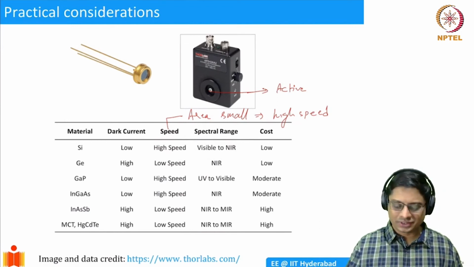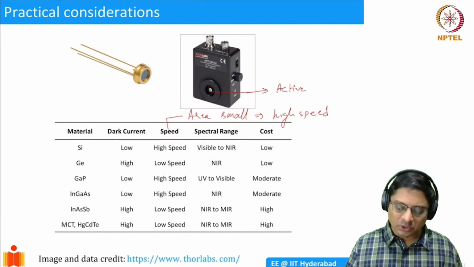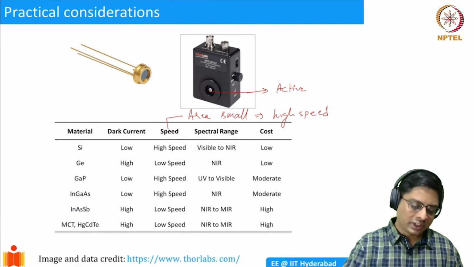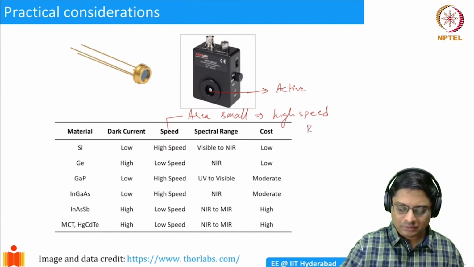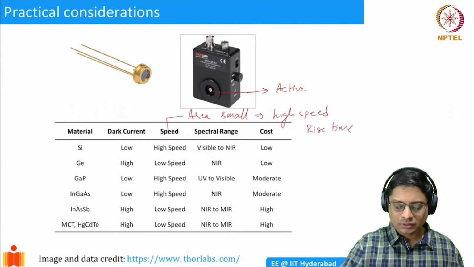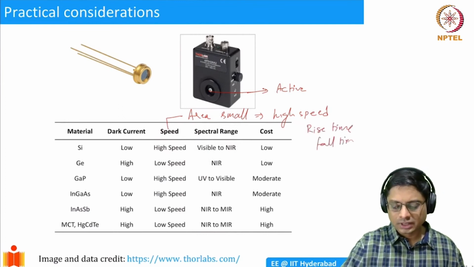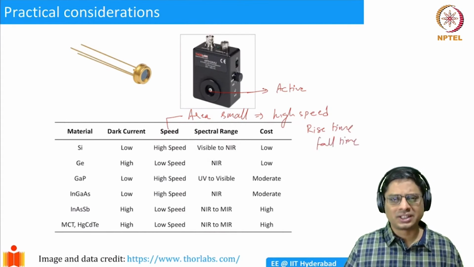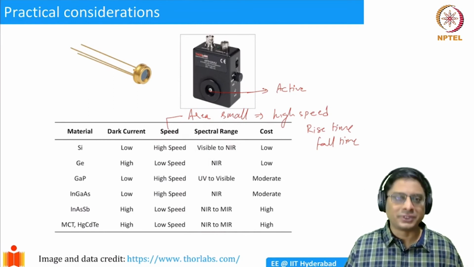You can choose, it's just quantified as high speed, low speed. But in principle, what you look for is the rise time and the fall time. Rise time, fall time. Okay. If your detector has nanoseconds of rise time, it's normal. It's going to be cheap. But if you want a detector with picoseconds of rise time, that's going to be much more expensive.